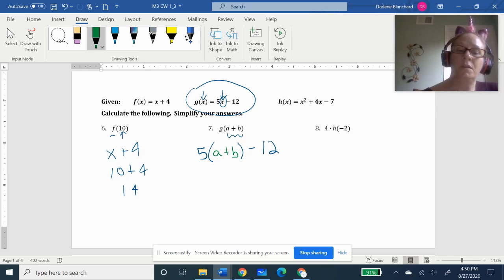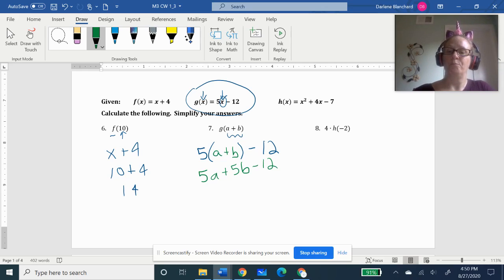And now you can see that we need a distributive property for multiplication over addition to see that this is 5a plus 5b minus 12. And I cannot bring any of these terms together because we have variable a, variable b, and just a constant term. They can't be brought together.